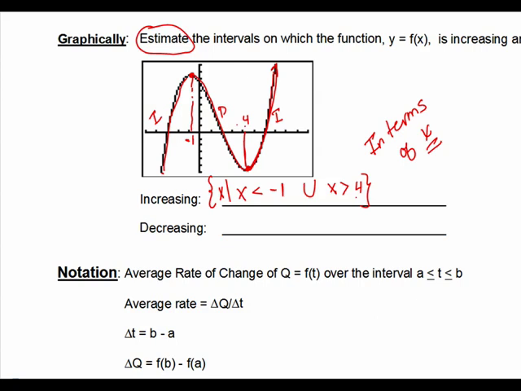To do decreasing, however, we're going to be decreasing between this location and this location, and again, we're only concerned about the x's, and so these are the x's between -1 and 4, and we would write that as x is between -1 and 4 using a compound inequality in that form. And we'd have the set of x such that that occurs.